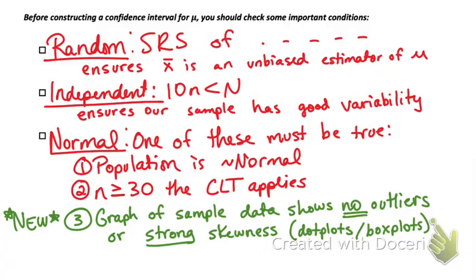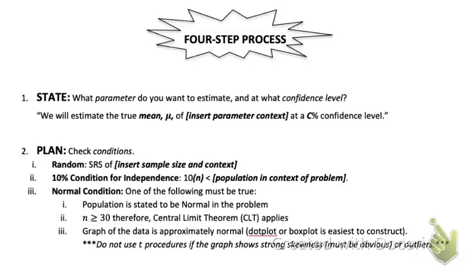All right. Guess what we still have? We still have a four-step process. State: we will estimate the true mean mu of blah, blah, blah. Plan: we're still going to do random, 10%, the independent condition. Normal: again, there is this new thing now. The graph of the sample data is approximately normal. That's going to be okay for us if we have to go there. We prefer the first two, but any one of those three will meet the qualification.